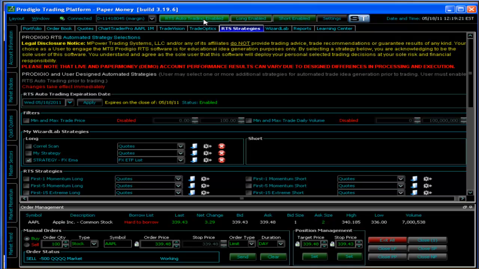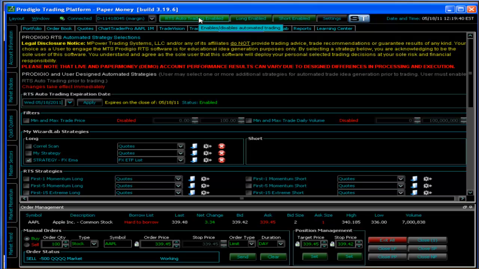And so what we did was we said, well, in order to turn it on, log in every day and click the RTS Auto Trading button enabled, and you're ready to go. And that'll continue robotic trading for the rest of the day. We added an expiration date to this. And what this does is it defines exactly when this button will become disabled.